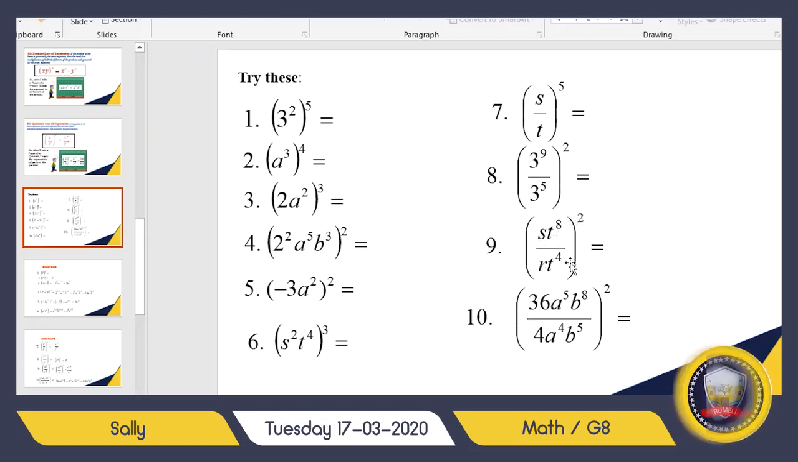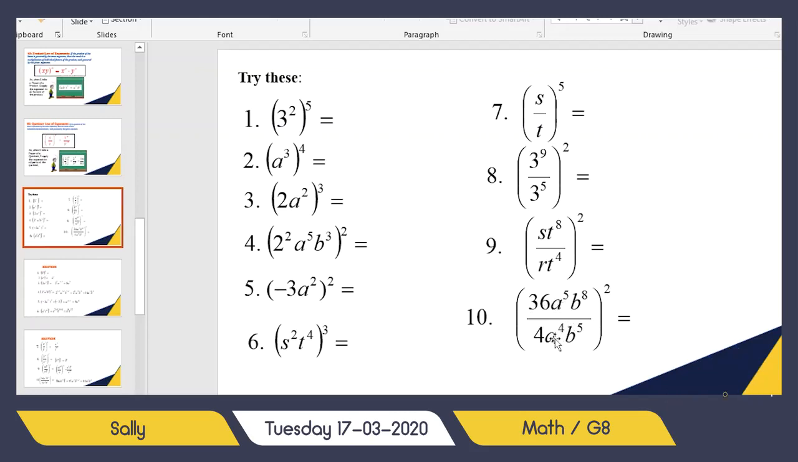What about this? 36 a^5 b^8 over 4 a^4 b^5, all to the power of 2. Here I have two numbers. I will just divide them normally. 36 divided by 4 will give me 9.